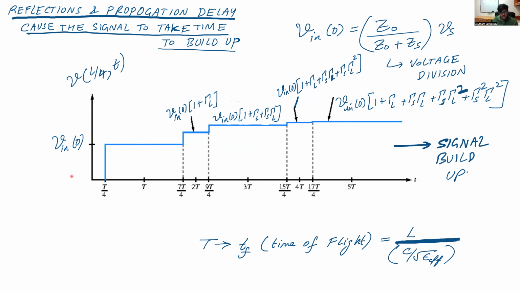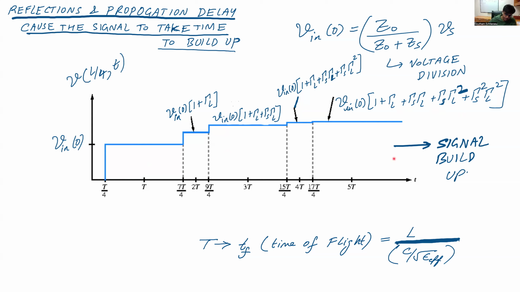And over time, the signal is finally going to settle at its steady state value, right? And this expression for calculating this voltage can get quite complicated, as you can see here. And here we also understand how the transmission line model differs with respect to the lumped element model.